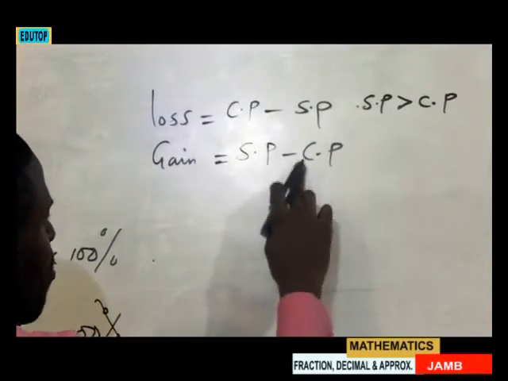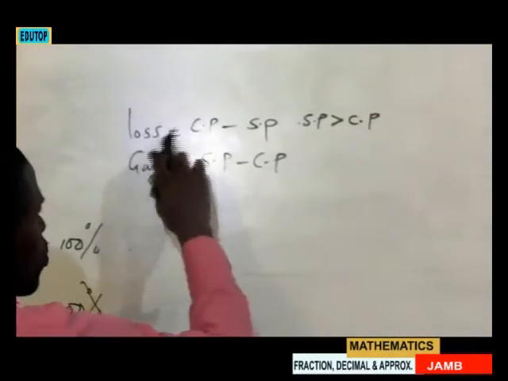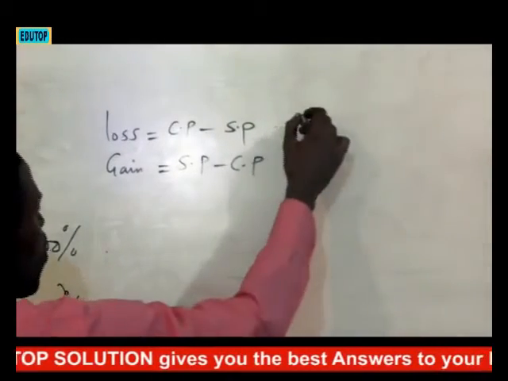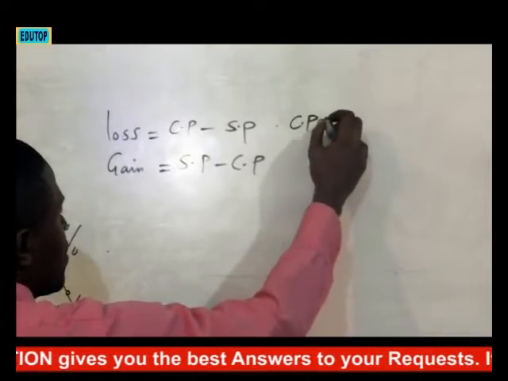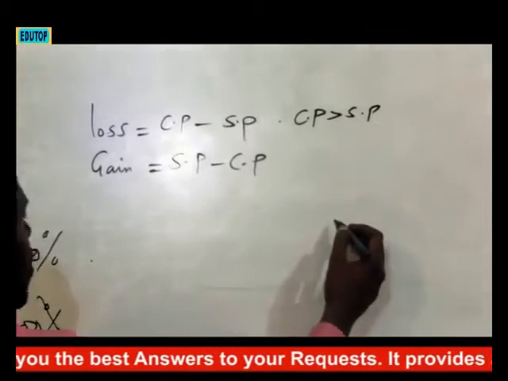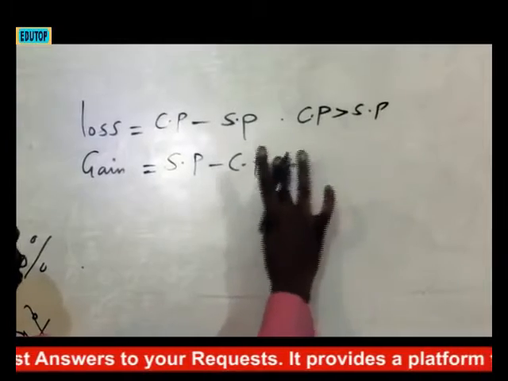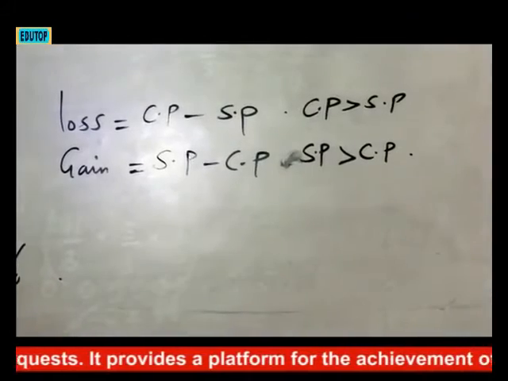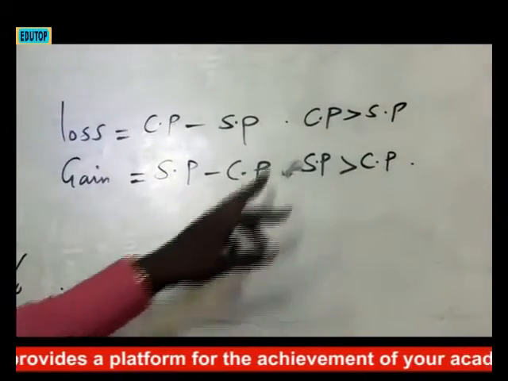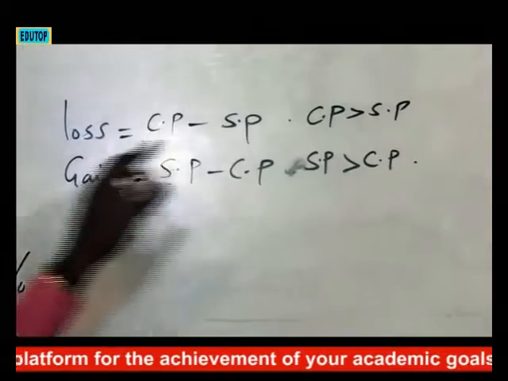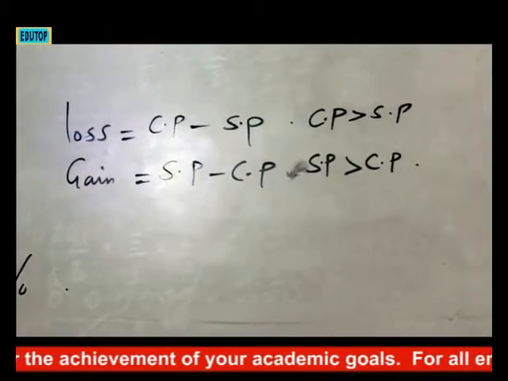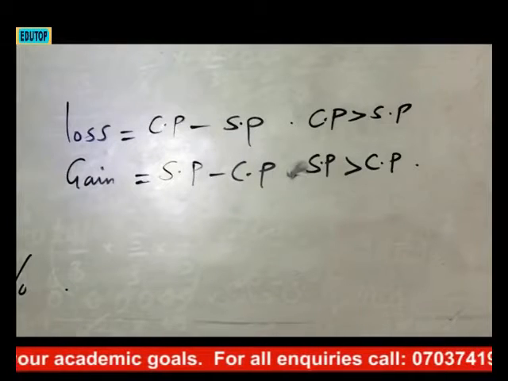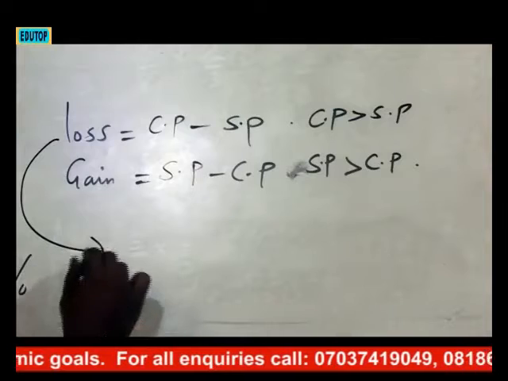Gain is selling price minus cost price, but in loss, the cost price is greater than selling price, while in gain, the selling price is greater than the cost price. That is the scenario. Now, since the question is asking us for the selling price in relation to loss, we are to apply this one concept.